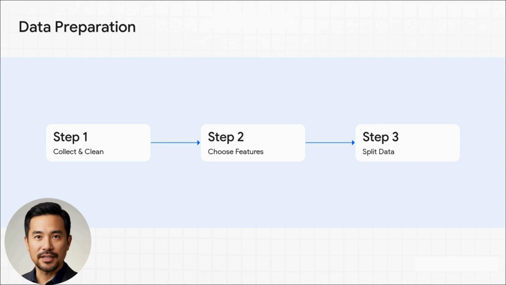Step 1, we collect and clean our data. Step 2, we choose our features. Think of these as the clues our model is going to learn from. And then, the final step, we have to strategically split our data up for training and later on for testing.